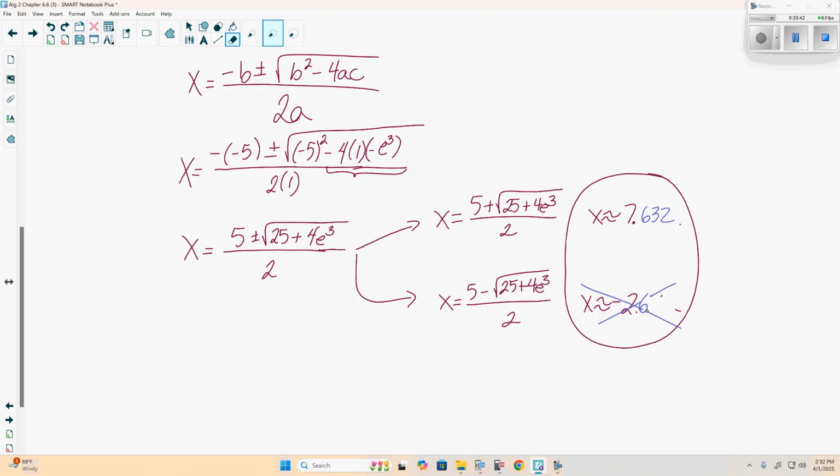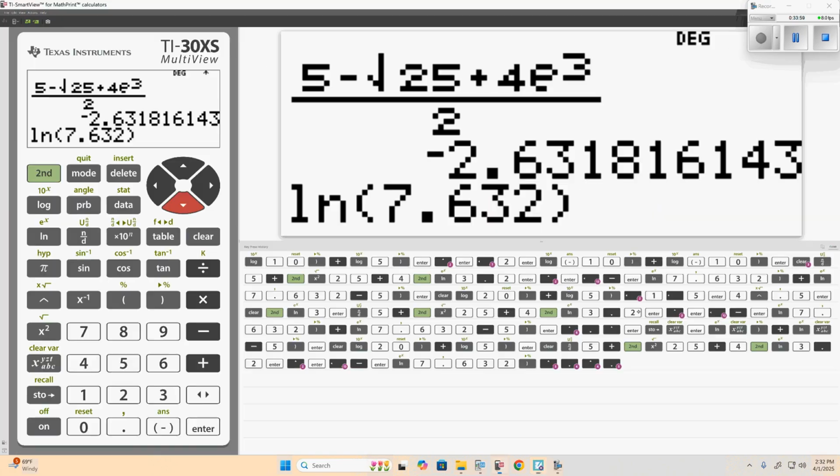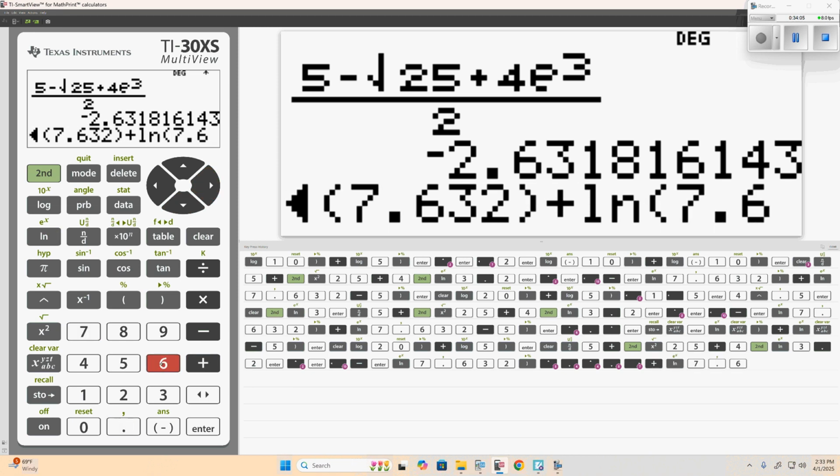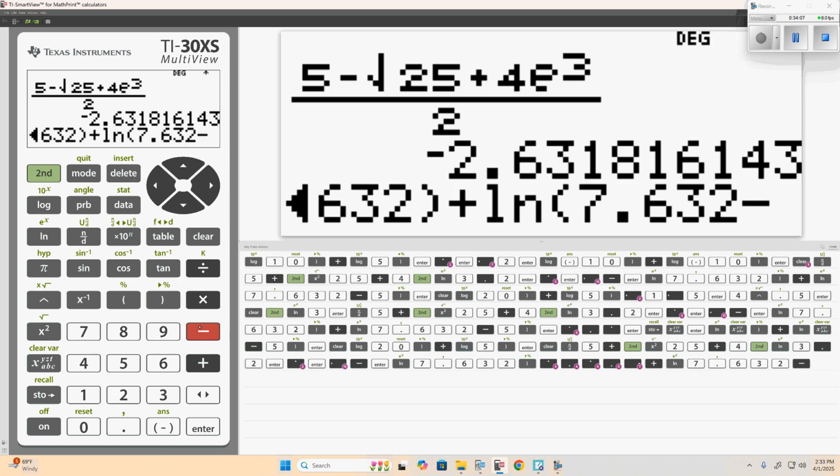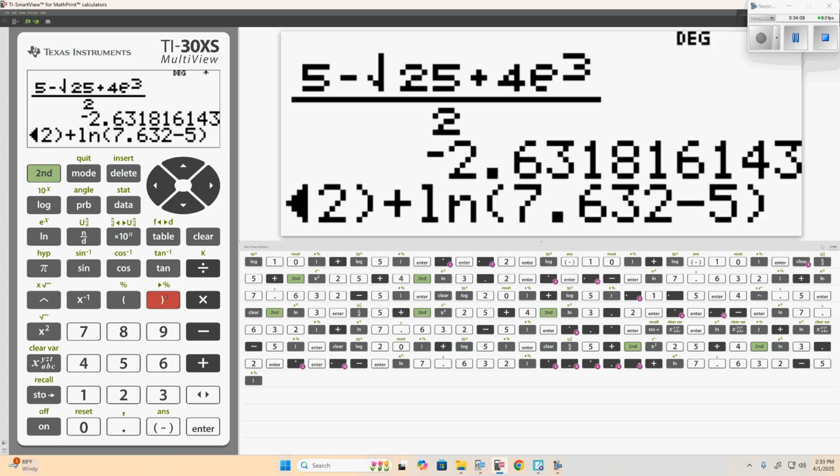Now, one thing that is interesting, and the ones on the homework, I'll point this out, that decimal number will stay the same. It will still be the same decimal. The number in front of it's going to change, but the decimal normally stays the same. Plus natural log of 7.632 minus 5. And this is going to give us what?